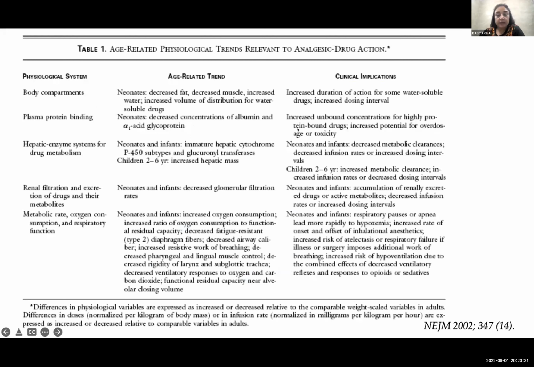Hence, there is an increased unbound concentration of highly protein-bound drugs and increased potential for overdose and toxicity. Neonates do have an immature hepatic enzyme system. Hence, the metabolism might be decreased, and increased duration and increased dosing interval might be required. Neonates and infants do have a decreased glomerular filtration rate, hence the elimination might also be delayed, and they do have increased oxygen consumption, decreased FRC, and may be more prone to respiratory depression or the opioid sedative effects.